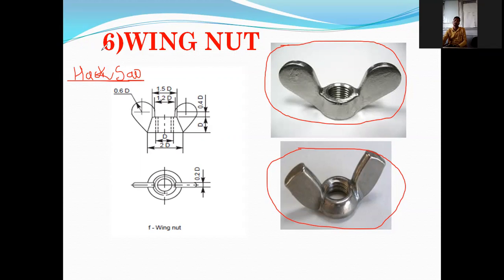So if you see this, what is this wing nut actually? Wing nut means this nut is having projections on its periphery. Projection means what? I did not ask about projection in graphics. Projection means a raised bump.